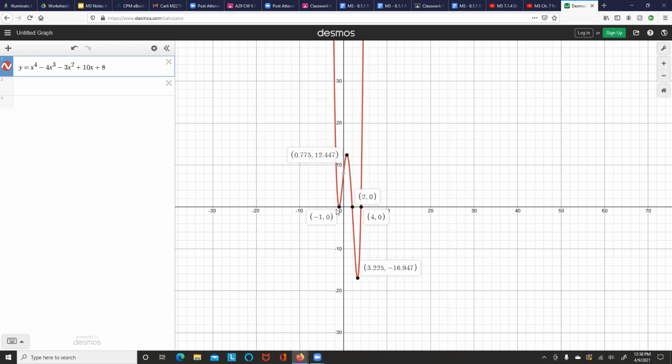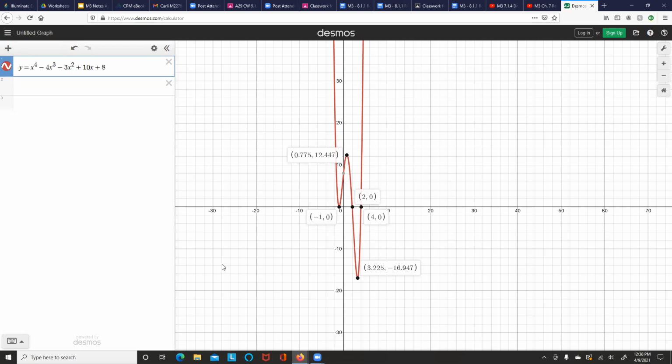So it's going to bounce through -1, 0. It's going to come up to almost 12, go through 2, 0. Bounce down at 3, -17-ish. And then go up through 4, 0, and make sure you put arrows on the ends of your graph. Desmos doesn't show you the arrows, but we are going to draw arrows on our graph. Okay, we good with that?